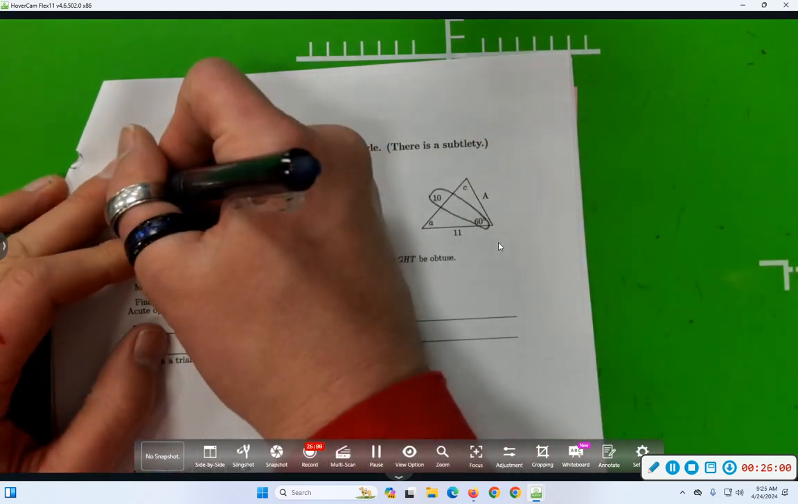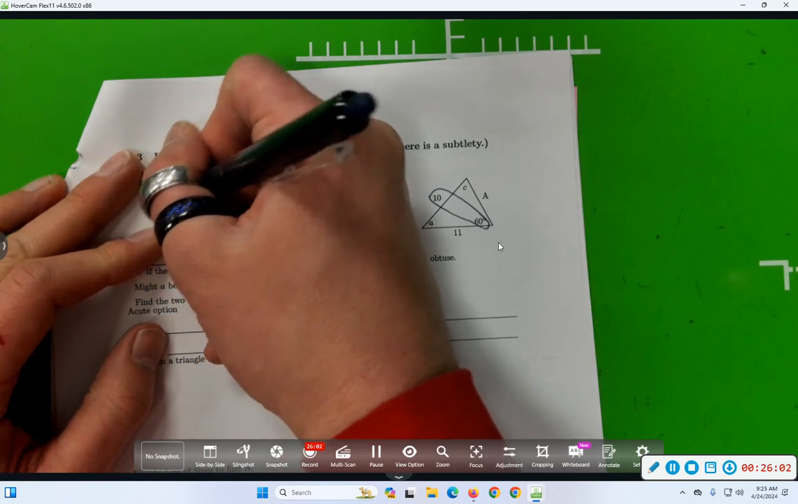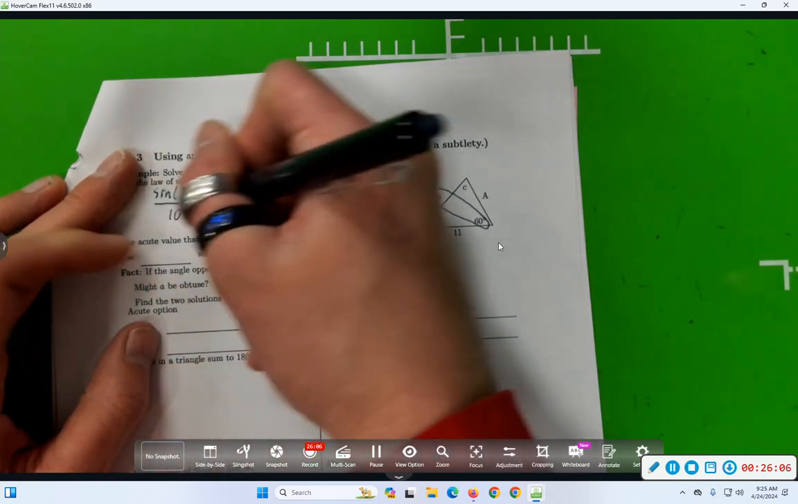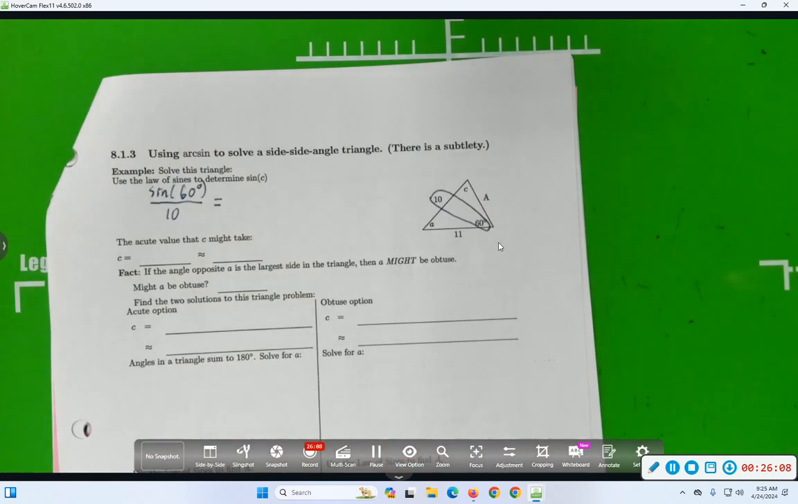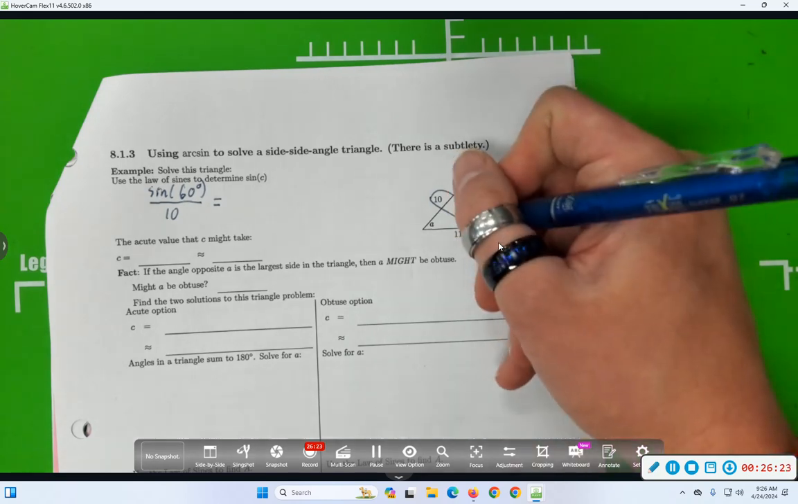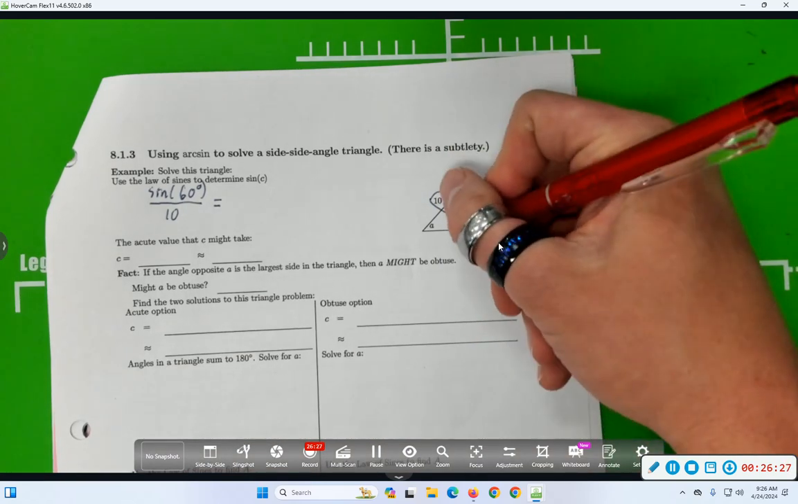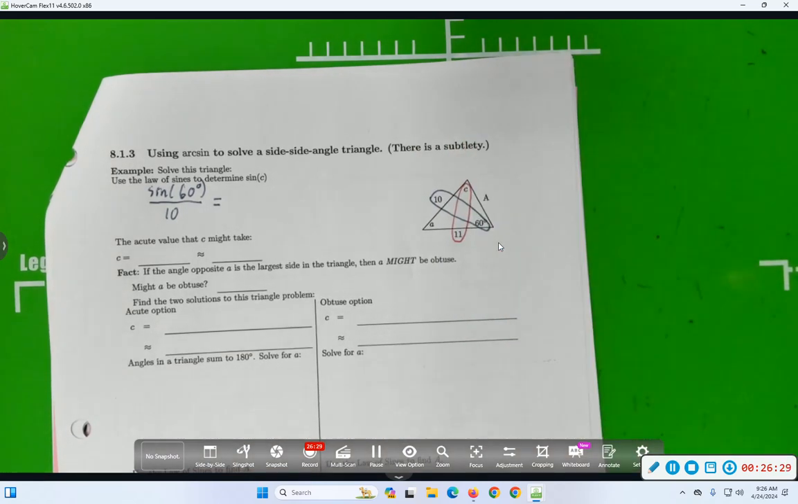So, sine of 60 degrees divided by 10 equals. So now, take a look at that. Is there one other fact you know about this triangle that we haven't used yet? There's the side length of, is it? Yeah, say it. Bottom length. Bottom length is 11. So I should be able to use that to determine this.